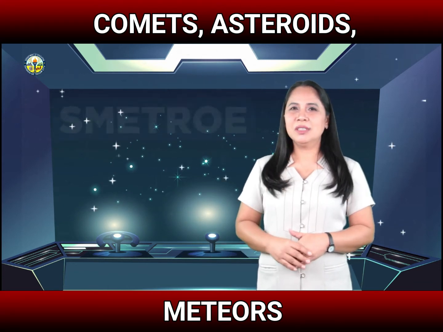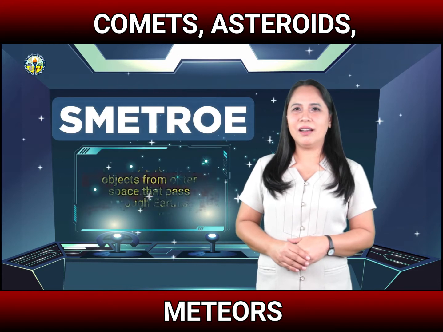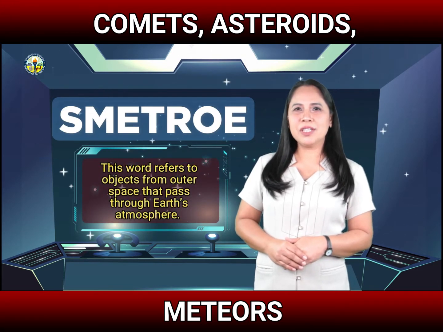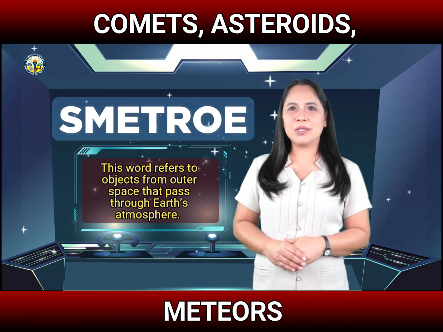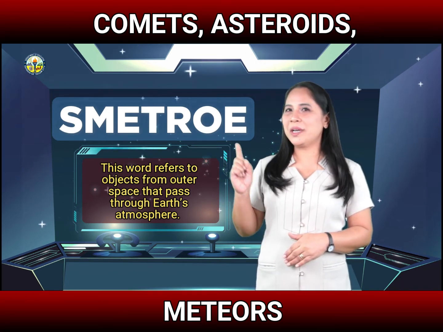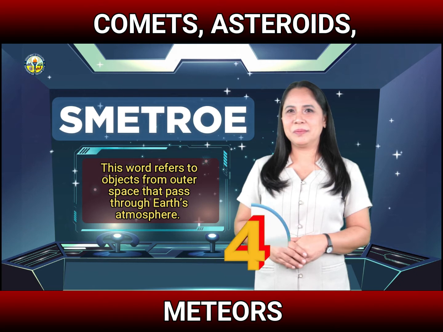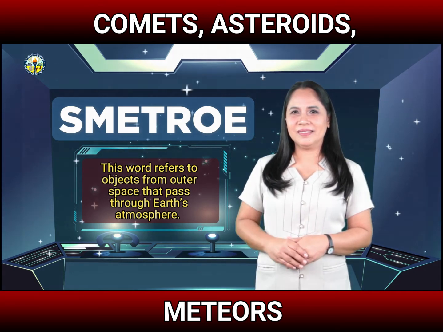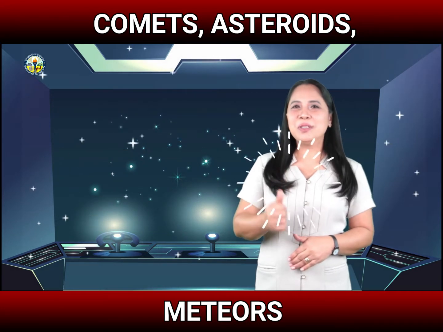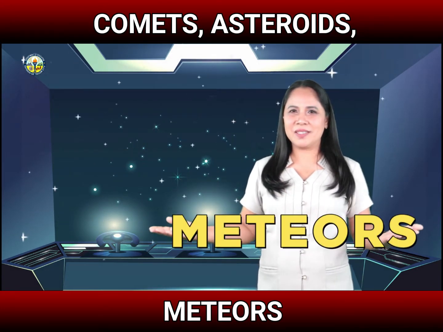Number 2. The jumbled letters are... This word refers to objects from outer space that pass through Earth's atmosphere. What is the correct word? Great! The correct word is meteors.